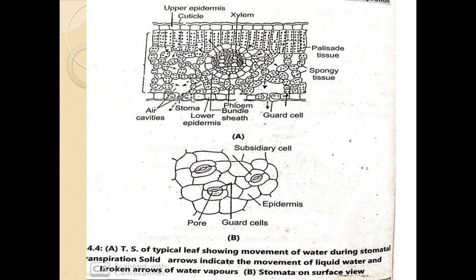This is regarding the TS of the typical leaf, showing the movement of water during stomatal transpiration. Here in the diagram, stomata on the surface, you see these are the stomatal pores. Around the stomatal pore there are kidney-shaped guard cells, and around the guard cells there are subsidiary cells. Subsidiary cells are also known as accessory cells.